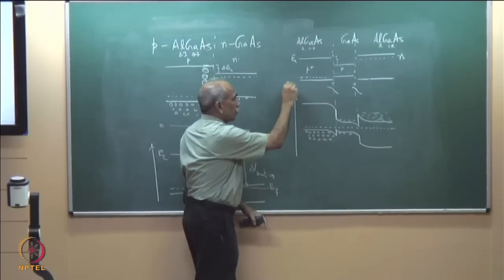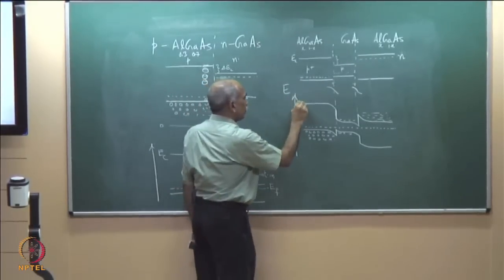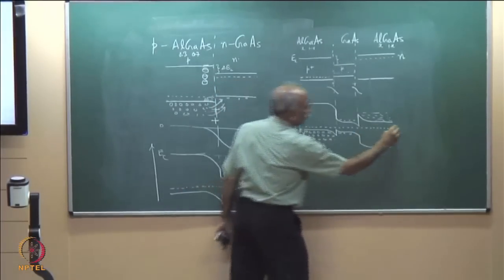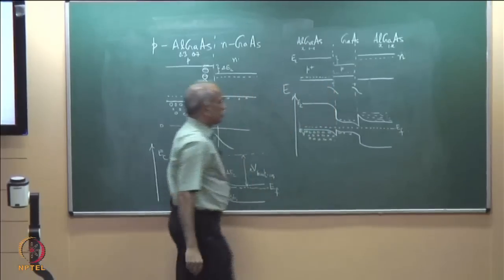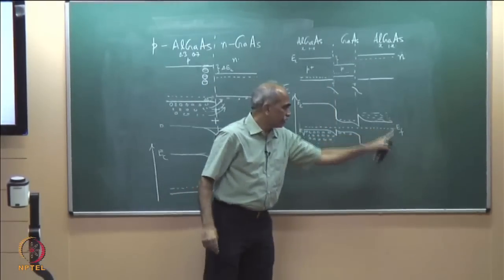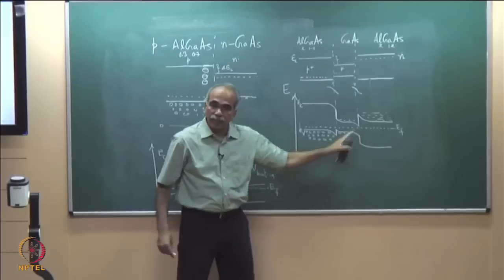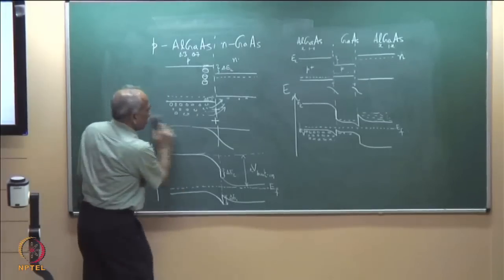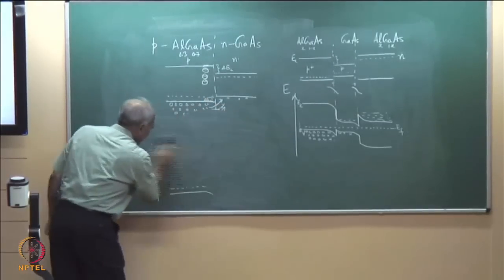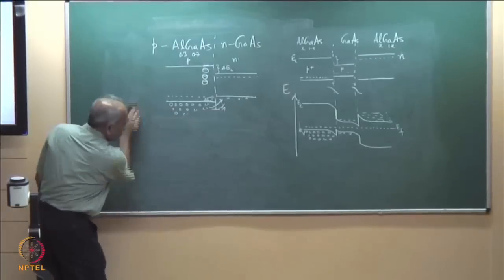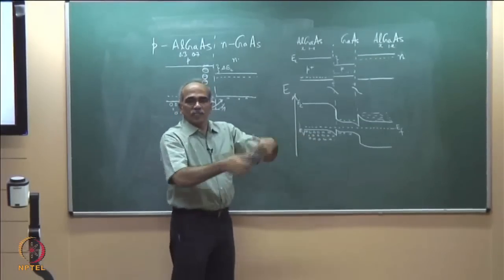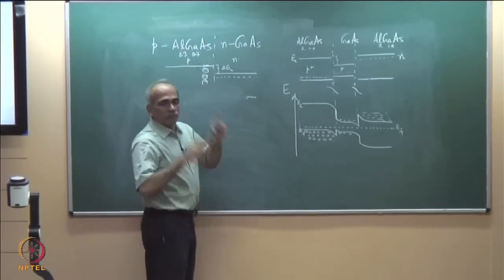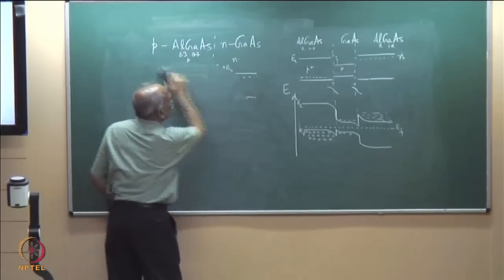This is E, this is EC, EV, and this is EF throughout. This is of the P side, and similarly EC of the N side, EV of the N side, and this is the intermediate region. Let us see what happens. Why am I interested in double heterostructures? Once we know this, then rest of the physics will follow. When we discuss laser diodes, we do not have to again come back to band diagram. We know, yes, this is what happens.